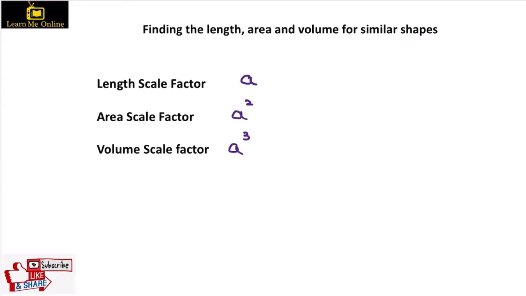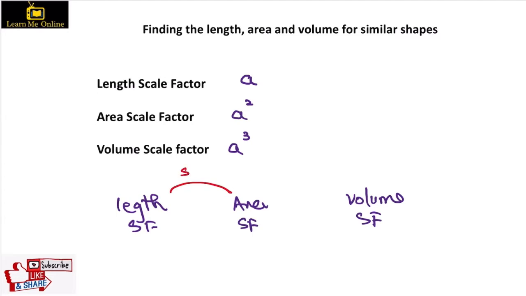In other words, I can write it down like this: this is the length scale factor. This is the area scale factor. And the third one is the volume scale factor. So if you're going in the forward direction, let's say from the length scale factor to the area scale factor, what you do is the square. If you're going from the length scale factor to the volume scale factor, you do the cubing of it. So going in this direction would be that.